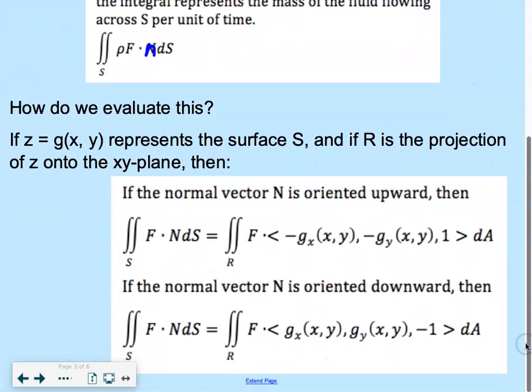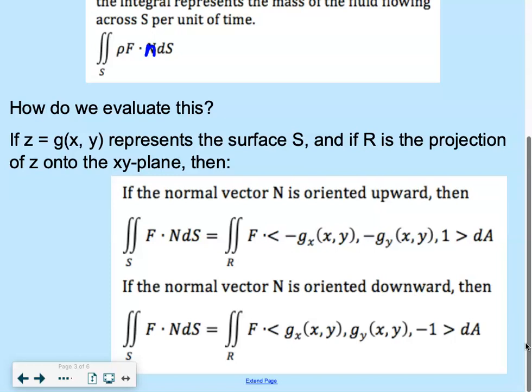All right. So how do we evaluate a flux integral? If z equals g of x, y represents the surface S, and again, we will see problems over the next few days where the surfaces are sideways, and so you have to be able to interchange your x's, your y's, and your z's depending on which way the surface is facing.